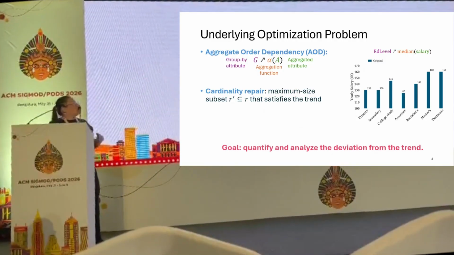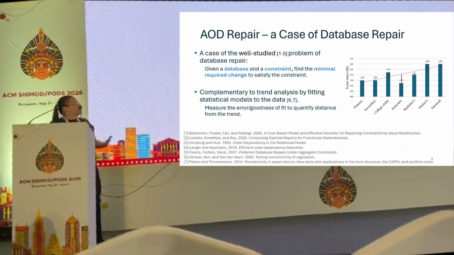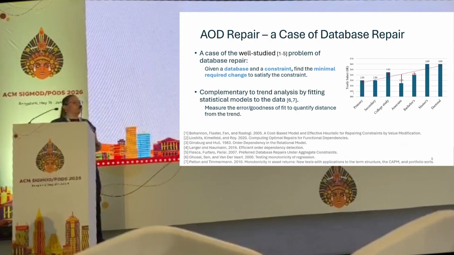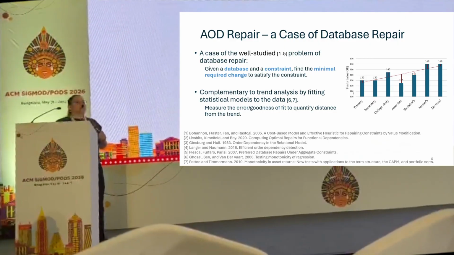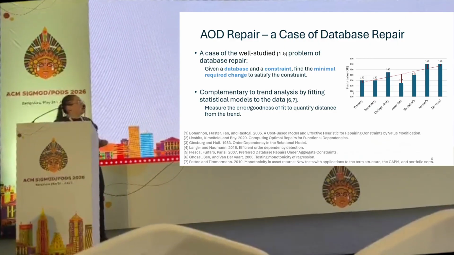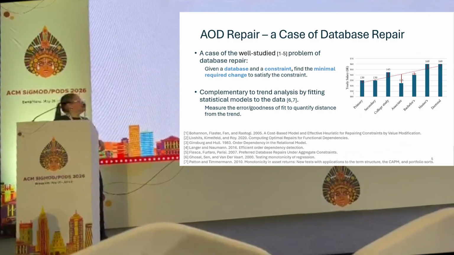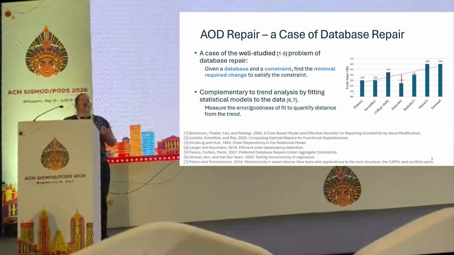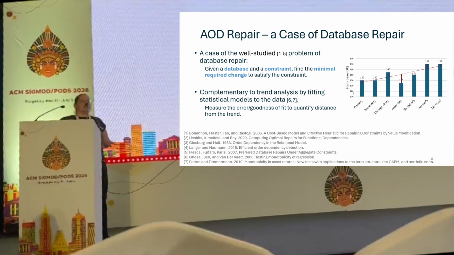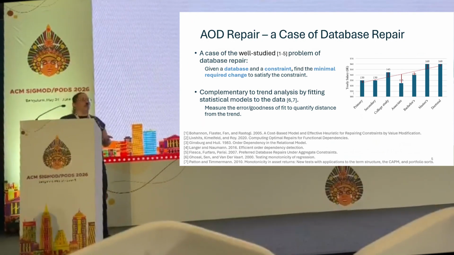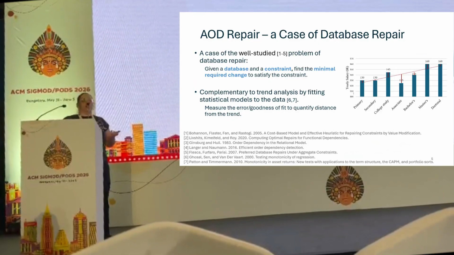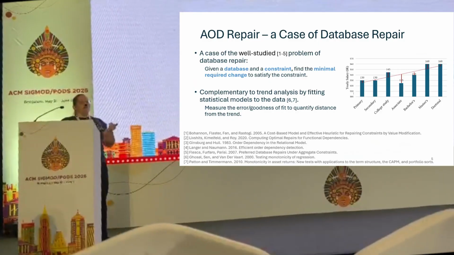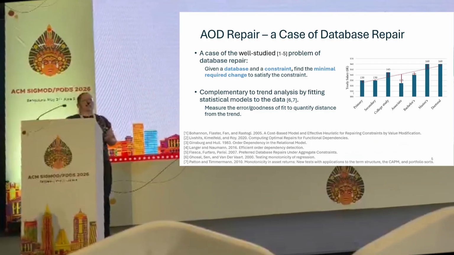Now, this approach is actually a part of the well-studied problem of database repairs. We're given a database and a constraint. We want to find the minimal intervention, the minimal change that will satisfy the constraint. And this approach is actually complementary to traditional trend analysis approaches, where you fit a statistical model to the data and you measure the error or the goodness of fit. So instead of that, we're measuring the size of the intervention required.